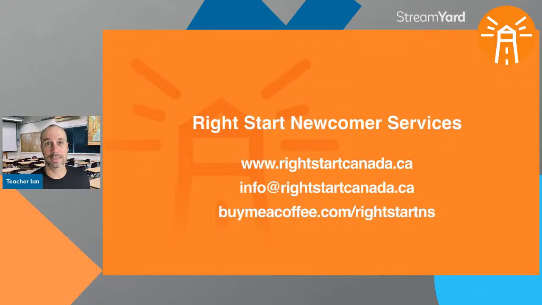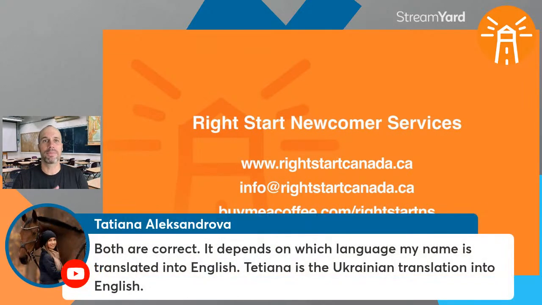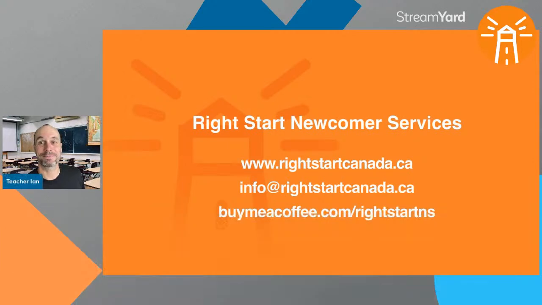All right. We are done. I just want to see if there's any more comments. So Tatiana, both are correct. It depends on which language my name is translated into English. Tatiana is the Ukrainian translation into English. Okay, now I understand. So they're both acceptable. They're both correct. Thank you for clearing that up. That helps me a lot.